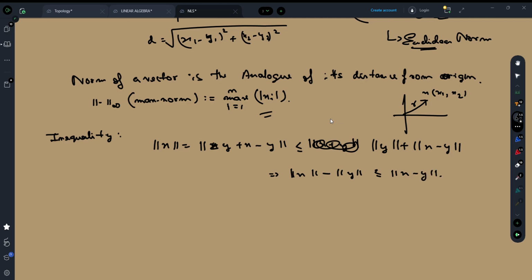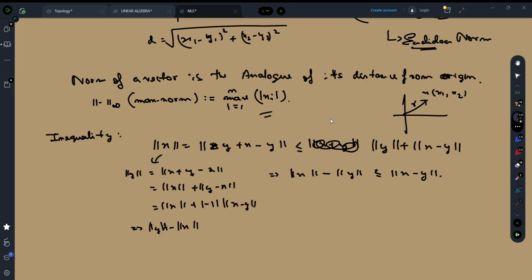Similarly, you can do the same for y as well. If you do this for y, then you have norm of y. This can be written as norm of x plus y minus x, which gives you norm of x plus norm of y minus x. But for norm of y minus x, you can take one common outside, you get its magnitude, so you get magnitude of minus 1 times norm of x minus y. So this implies norm of y minus norm of x should be less than or equal to norm of x minus y. This is the trivial triangle inequality.